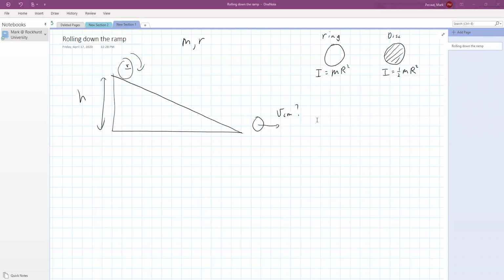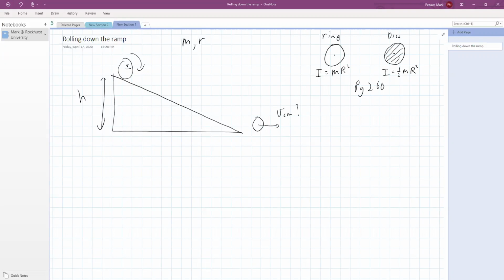I want to do another example problem with objects rolling down a ramp. And we're going to approach this again using rotational energy. So the two scenarios here are that we have an object that's a ring and a disk. And again, if you look at page 260 in your book, they have the moments of inertia for different objects. We're going to use the objects rolling, consider them the axis through the center of mass. Okay, and that's how we use this.